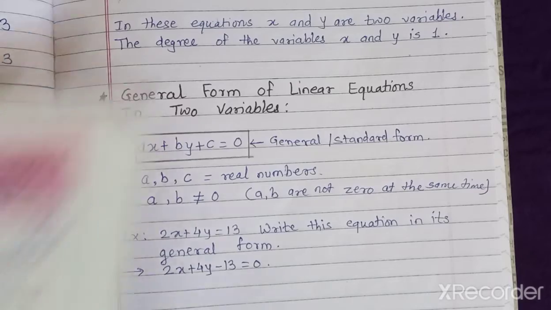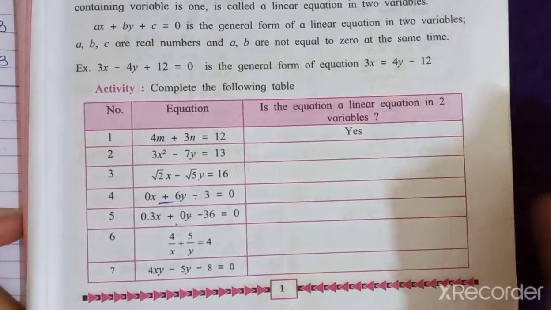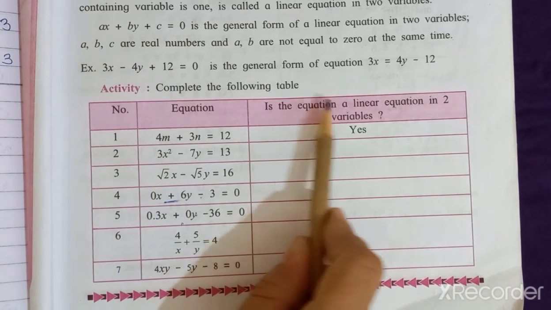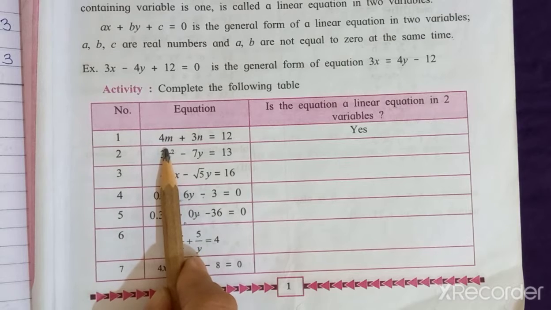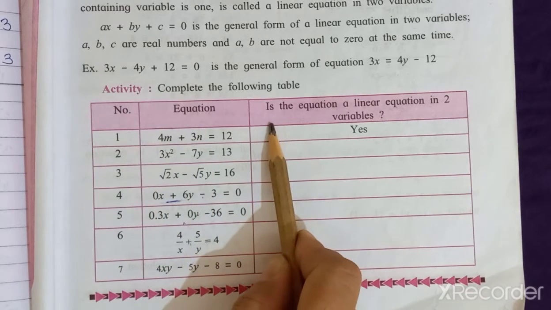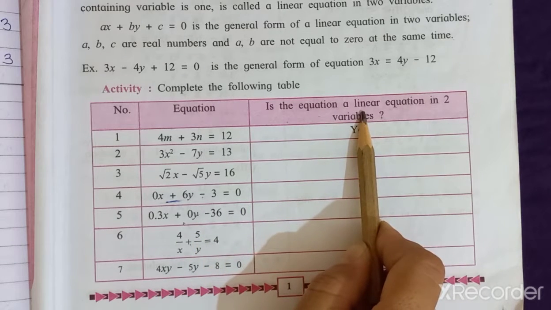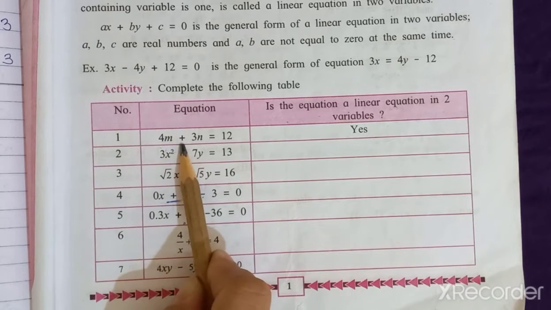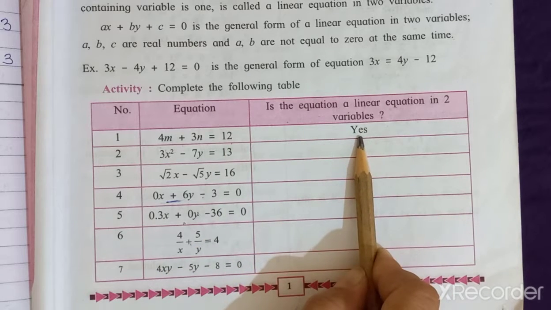Okay, so this is about the linear equation in two variables, its examples and its general form. Now on page number 1 of this chapter, there is an activity given. Complete the following table. Equation number 1 is given. Okay, these are the equations given, and here you have to write, is the given equation a linear equation in two variables or not. The first is 4m plus 3n is equal to 12. So here already it is given, yes.